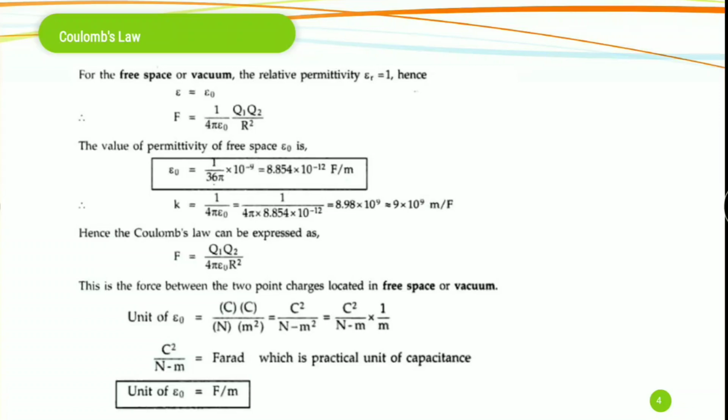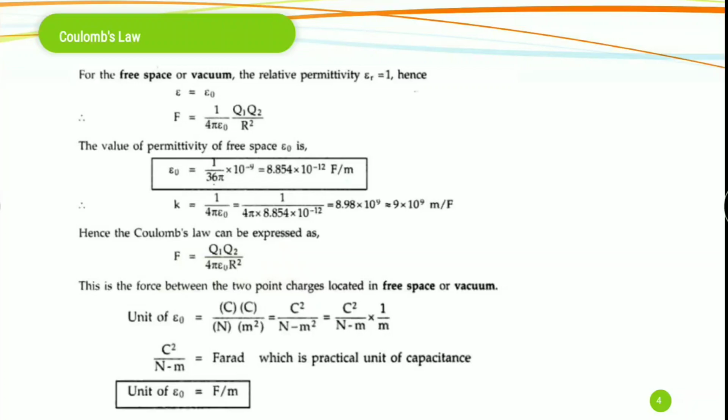Here you can write the separate 1 by m. Now coulomb square by newton meter is a unit named farad. So the unit of epsilon naught is farad per meter. That's why epsilon naught is equal to 8.854 into 10 power minus 12 farad per meter. So this is the general form of Coulomb's law: F is equal to q1 q2 by 4 pi epsilon naught r square.